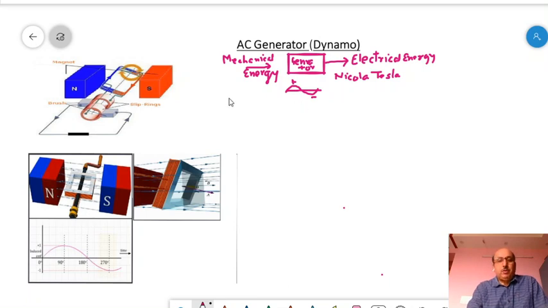Now, first we have to look at its construction. It has an armature. Here is armature P, Q, R, S. It is a coil which can rotate around the horizontal axis. This is the horizontal axis.